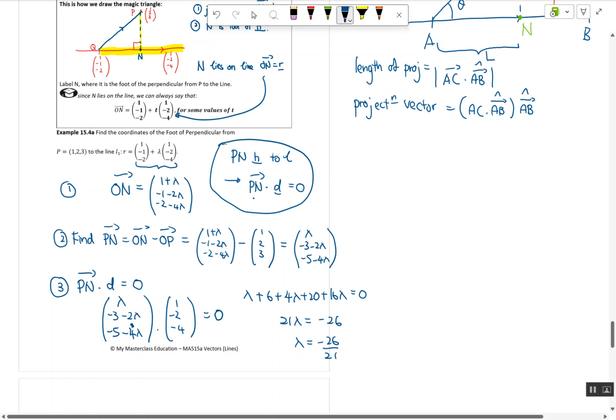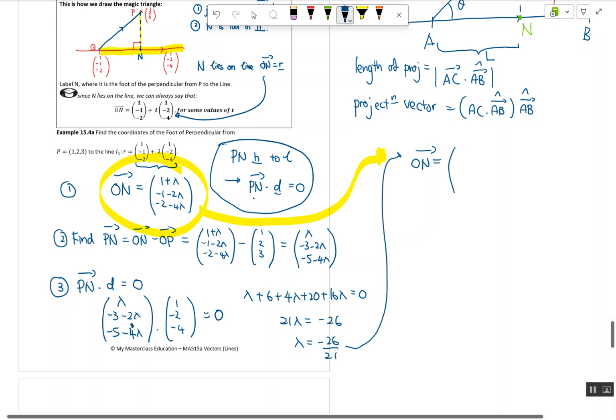Now we found the lambda already. We put it back to where? To ON. So ON equals to, where is ON? ON is here. Okay, put it back to ON. ON is equals to 1 minus 26 over 21, minus 1 minus 2 times 26 over 21, and minus 2 minus 4 times negative 26 over 21. And that is how you find the coordinate of ON, which is the foot of the perpendicular.